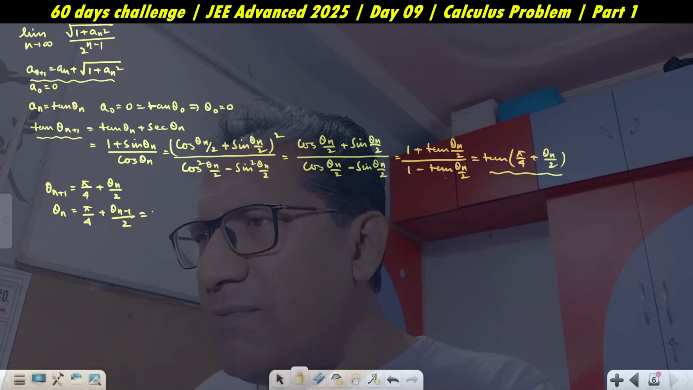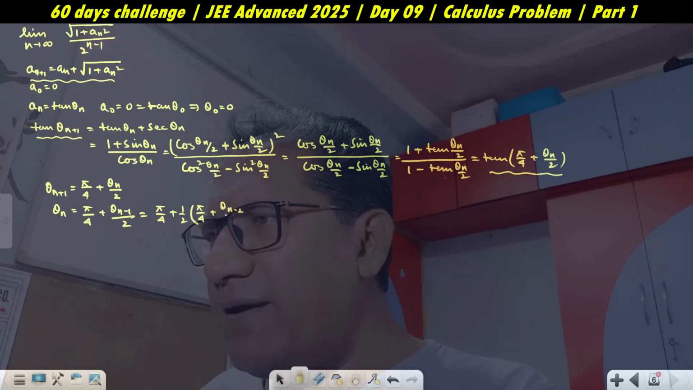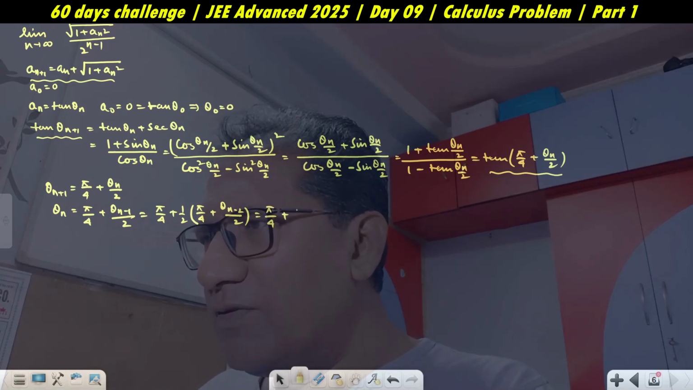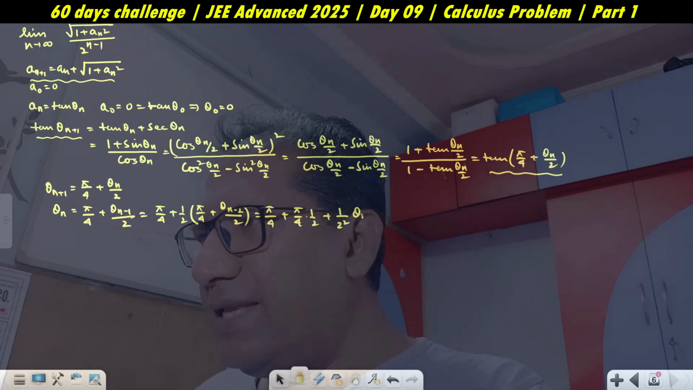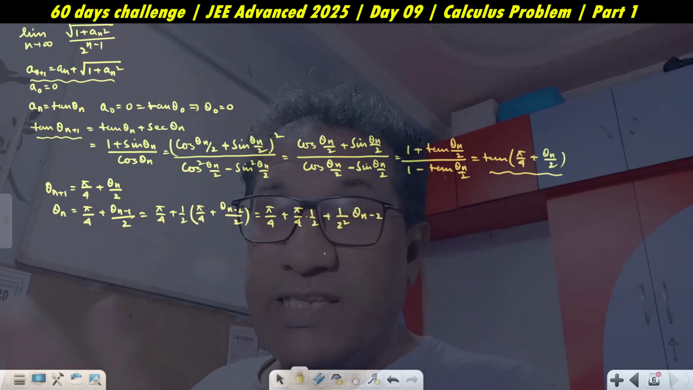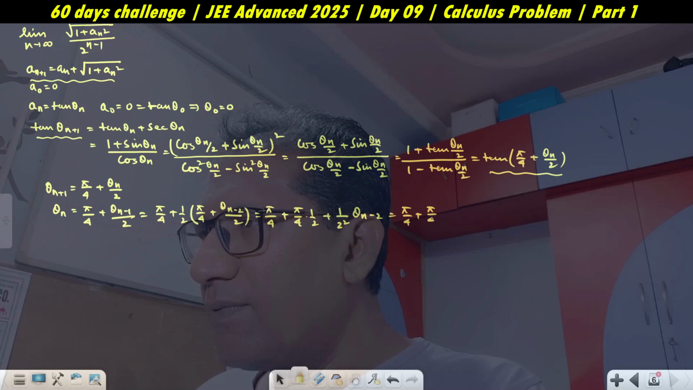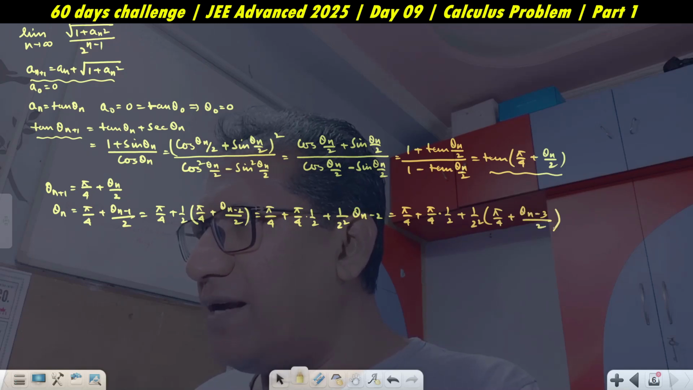Again, theta n minus 1 can be written as pi by 4 plus theta n minus 2 over 2. Again, the same repetition I will go for. It's pi over 4 into 1 over 2 plus 1 over 2 square theta n minus 2. Now this theta n minus 2 again can be replaced by pi over 4 plus theta n minus 3 divided by 2.